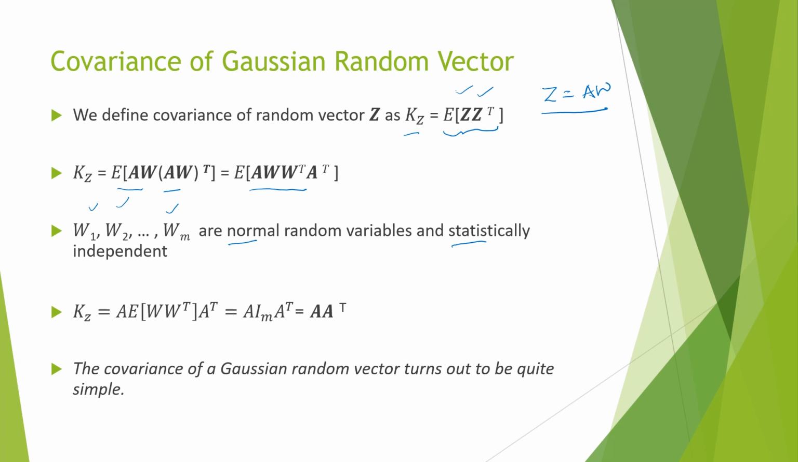Therefore, if I take the product of W and W transpose, rearranging and applying the condition of normal and statistically independent variables, that reduces to the unit matrix. Therefore, the covariance of a Gaussian random vector reduces to the multiplication of the coefficient matrix and its transpose. It turns out to be very simple.